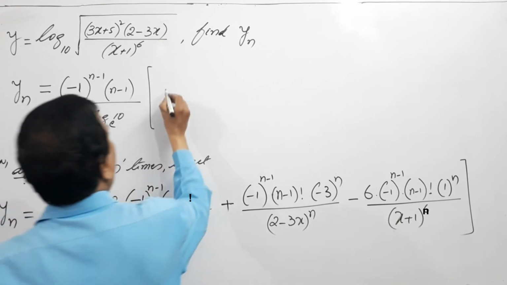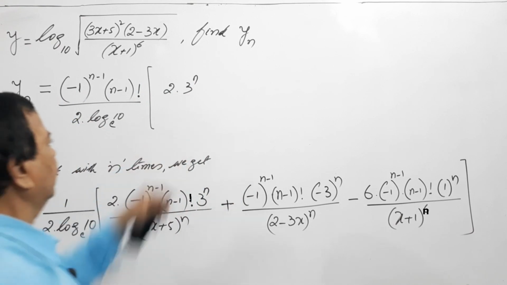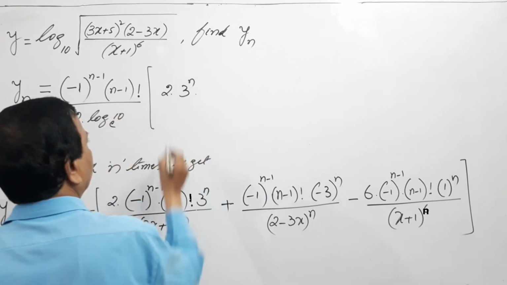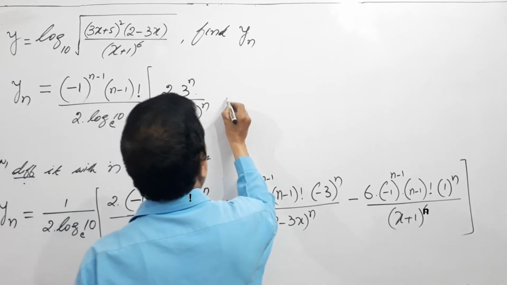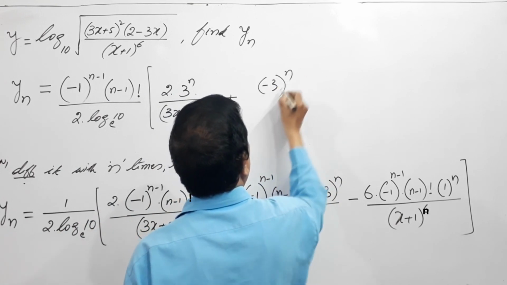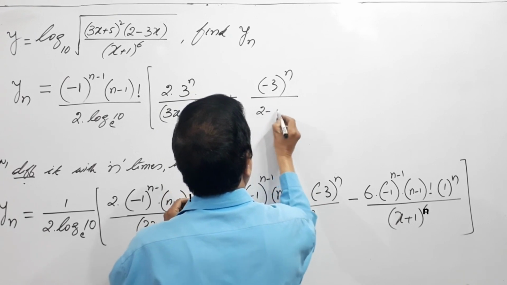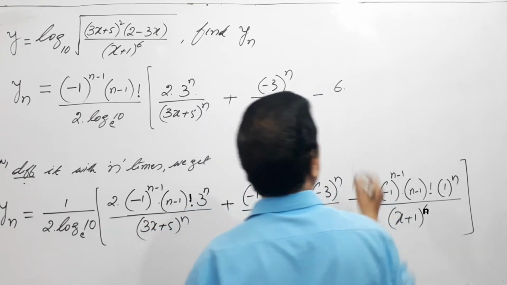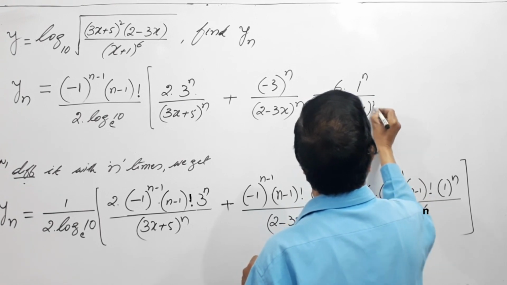Then you have 2 into 3 to the power of n by 3x plus 5 to the power of n, plus minus 3 to the power of n divided by 2 minus 3x to the power of n, minus 6 into 1 to the power of n divided by 2 minus 3x to the power of n.